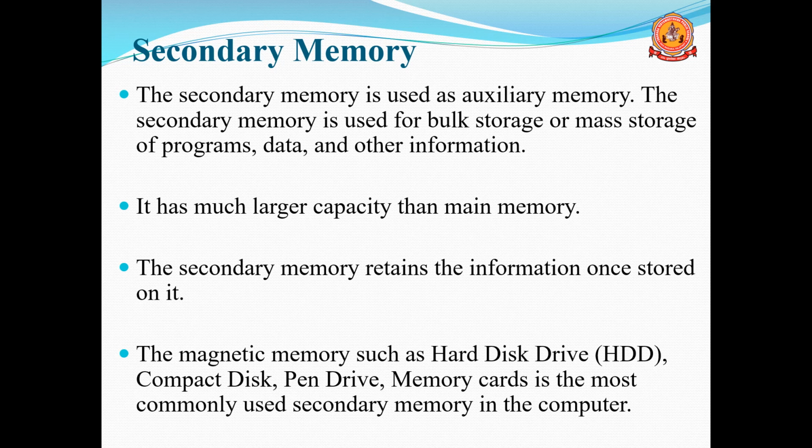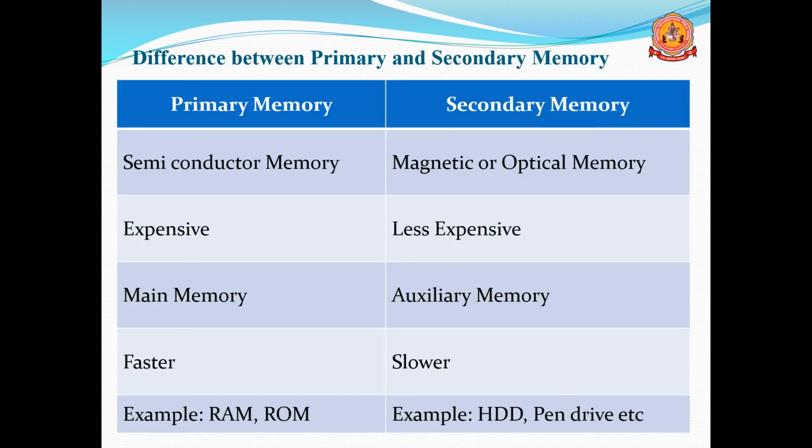For example, we can use hard disk. Hard disk is the example. After that, compact disk is one more example. After that, pen drive. Pen drive means USB. Then memory cards, SD cards, secure digital cards are the most commonly used secondary storage devices. These are about secondary storage.